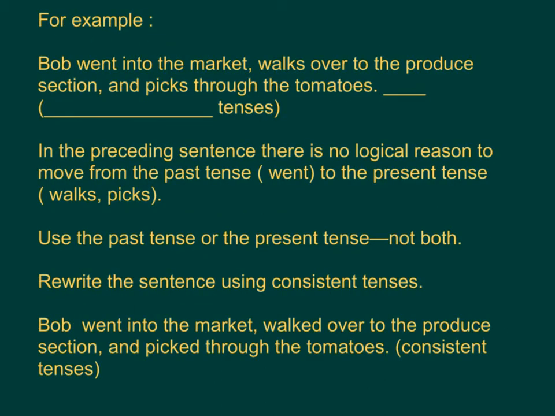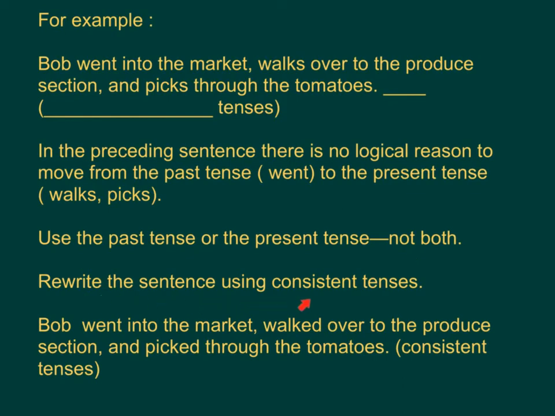For example, Bob went into the market, walks over to the produce section, and picks through the tomatoes. It is right or it is wrong? What tenses are used? In the inconsistent tenses, there is no logical reason to move from the past tense, went, to the present tense, walks and picks. Use the past tense or the present tense, not both.